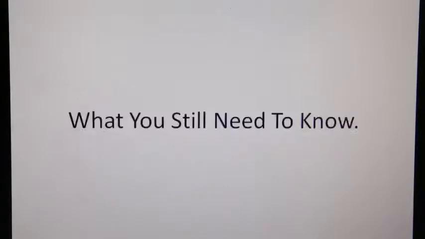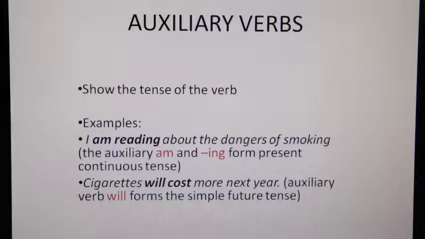Then we move on to what you still need to know. Let's have a look at our auxiliary verbs. Auxiliary verbs show the tense of the verb. For instance, here's an example. I'm reading about the dangers of smoking. Now our auxiliary verb is am. And if we add an ing to read, it becomes reading. So am tells us we are in the present, and the ing tells us that we are using continuous. So we are in the present continuous tense.